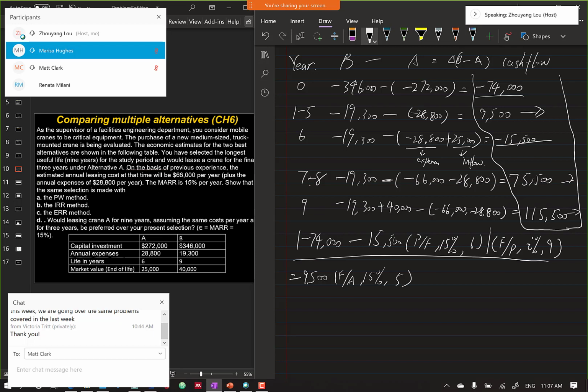Yes, but remember that's at year 5. But we want the future value at year 9, so we want to further take this forward to year 9. So given the present value, we find the future value, still at 15%. And there's another 4 years.